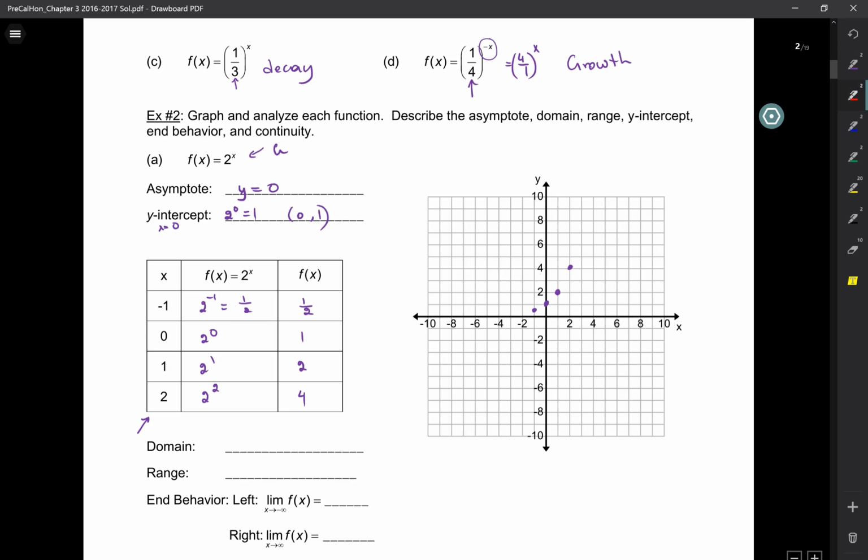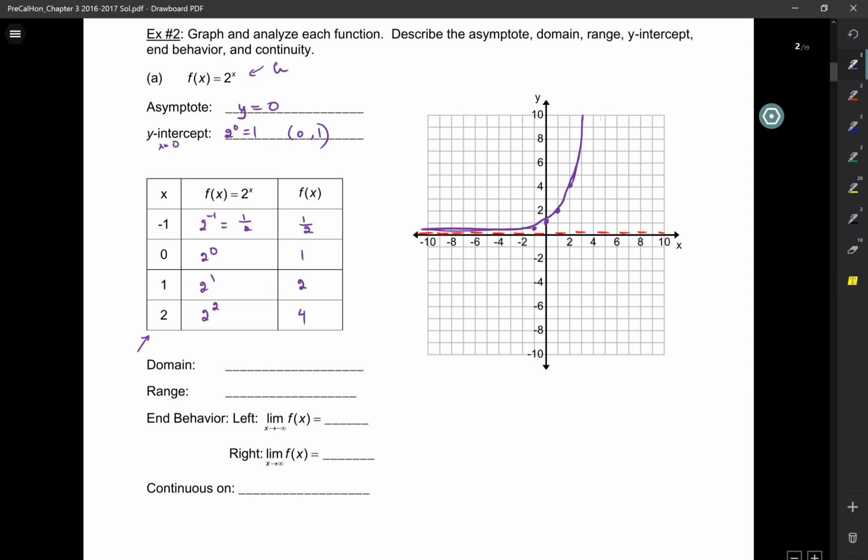I have to label or show my asymptote. And here's the graph. There you have it. You need to show that it follows the asymptote on the left side, and that on the right side it increases without end, and that it increases very, very quickly.